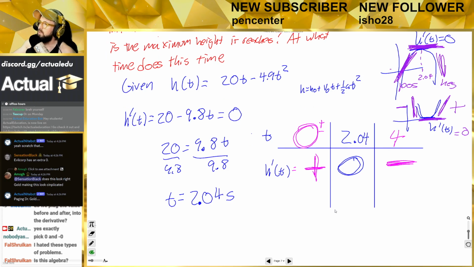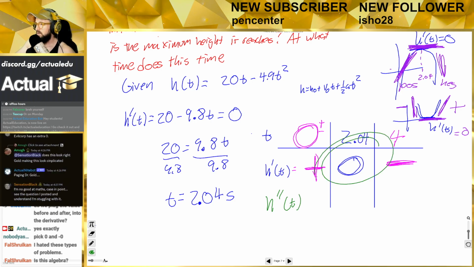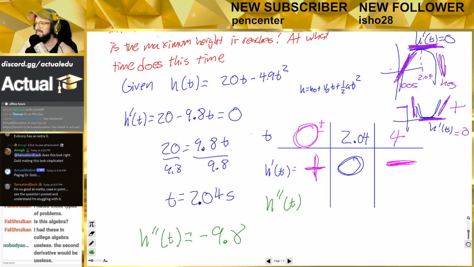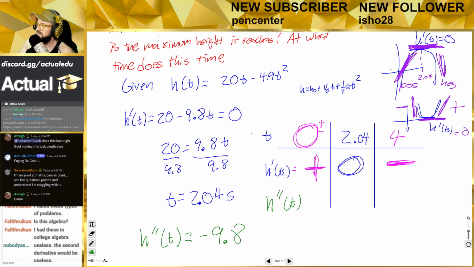Okay, the other way to do this is to look at what the second derivative is at this point. If this is the first derivative, what would the second derivative be? It would be 20 minus 9.8t for the next derivative. The 20 doesn't matter because it doesn't have t anymore. The derivative of something with no t just goes to 0. So we have negative 9.8t0, it's just negative 9.8. Is the second derivative useless?